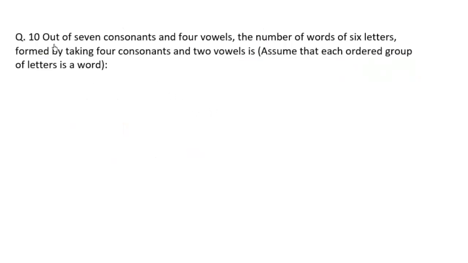Now here the question says that out of 7 consonants and 4 vowels, we have to form words of 6 letters such that each contains 4 consonants and 2 vowels. So it's quite an easy question. If we have 6 places, out of these 6 places, 4 places will be occupied by consonants and 2 places will be occupied by vowels. The number of ways of selecting the 4 consonants is 7C4. Similarly, the number of ways of selecting the 2 vowels: the number of vowels is 4 and we have to select 4C2.